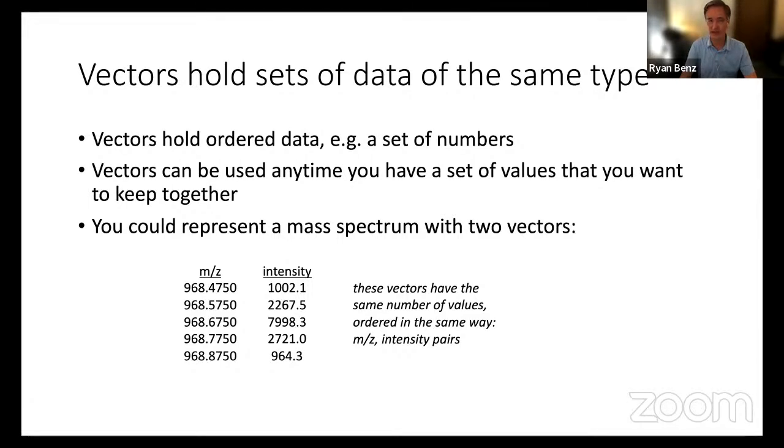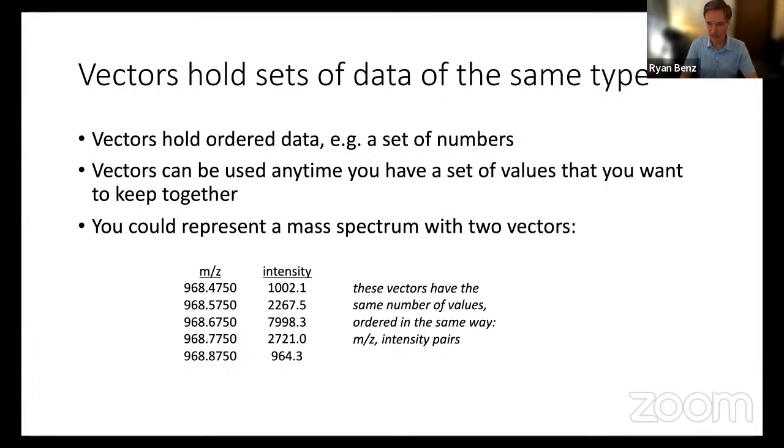What do I mean by type? I mean the kind of data that it is. So for example, a number is a kind of data type. A word is another kind of data type. And so with vectors, you're going to hold data together that are all of the same type.